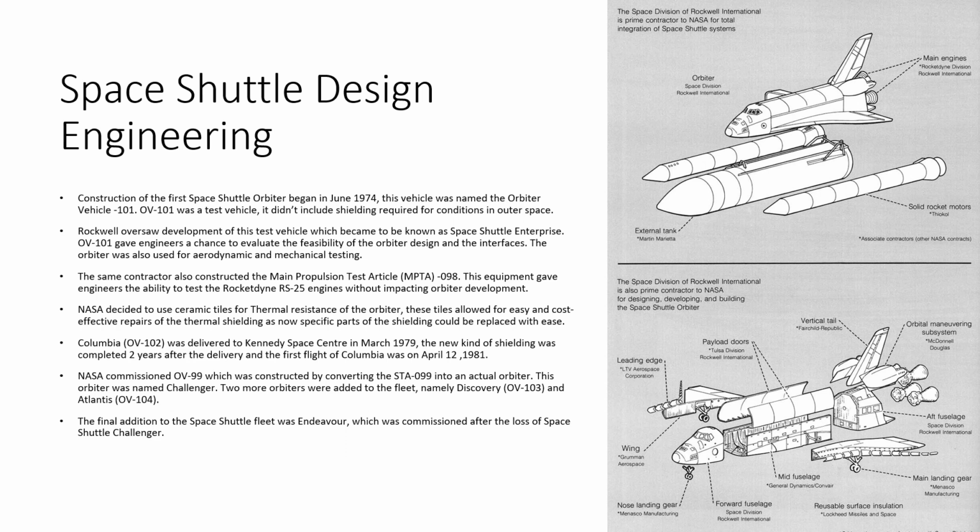On the right-hand side, you can see how the contracting of the various components and subsystems of the Space Shuttle vehicle was divided among the contractors.